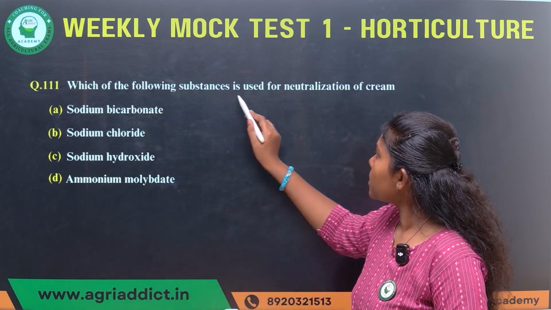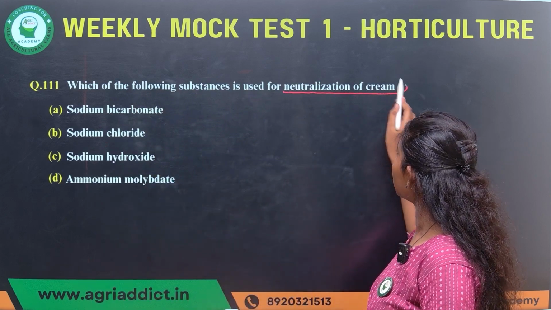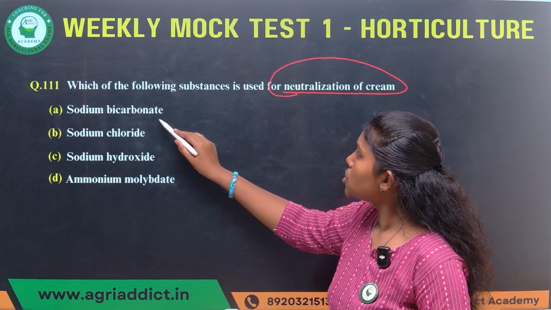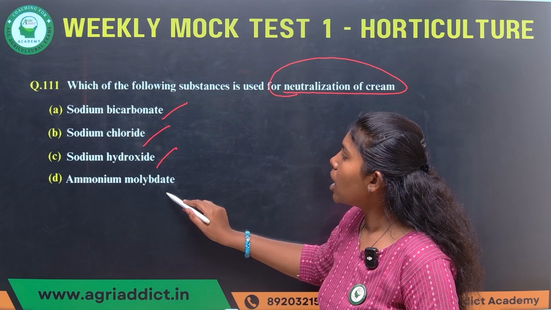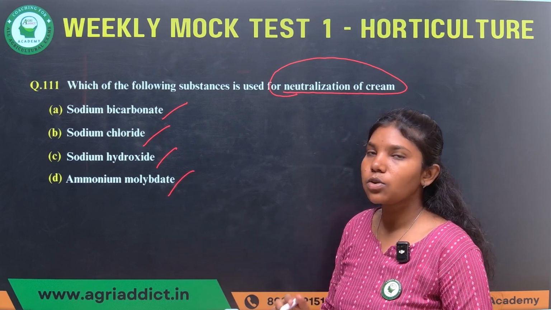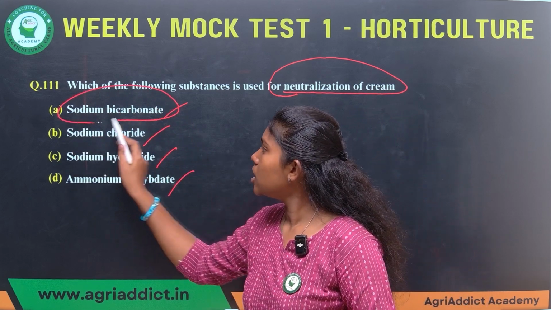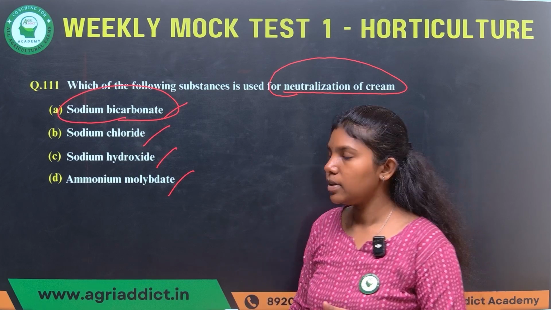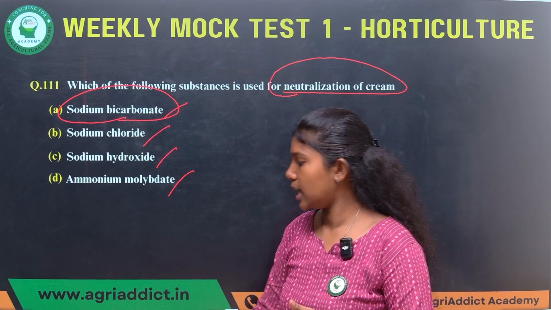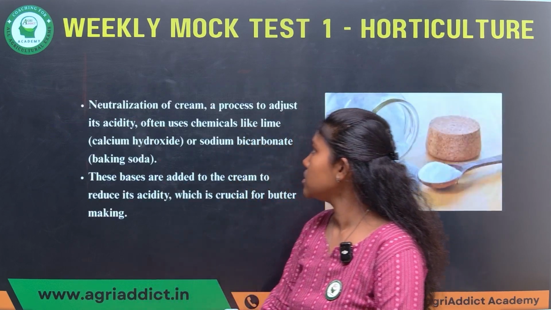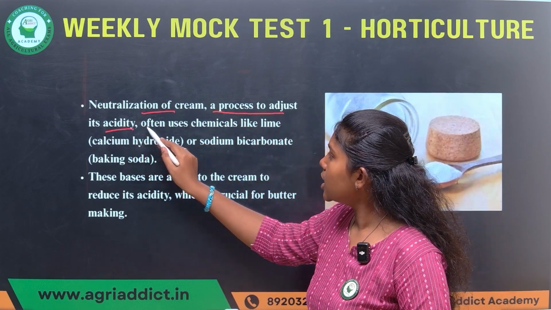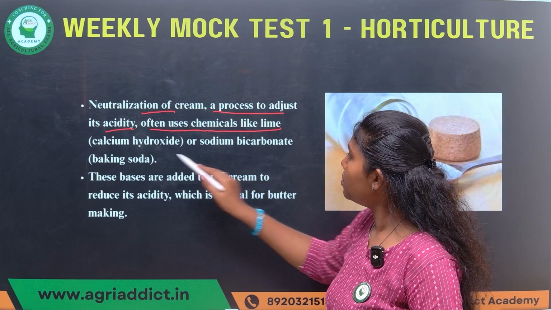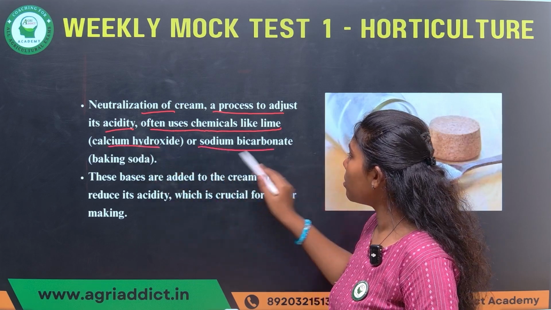Which of the following substance is used for neutralization of cream? Sodium bicarbonate, sodium chloride, sodium hydroxide, ammonium molybdate. The answer for this question is sodium bicarbonate. I'll explain it to you in the next slide. Neutralization of cream, a process to adjust acidity. It often uses chemicals like lime, sodium hydroxide or sodium bicarbonate.